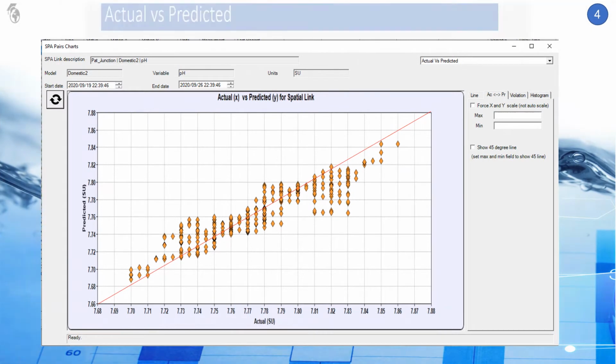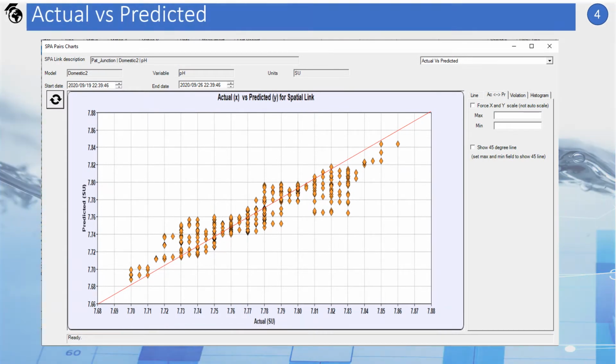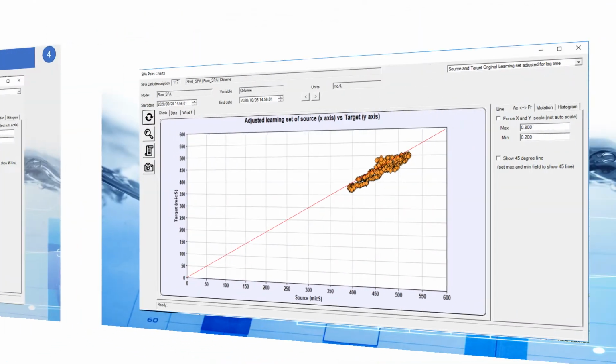Next is the actual versus predicted chart. The horizontal axis represents the actual values. The vertical axis is the predicted value. Each dot in the chart is a combination of actual versus predicted. The red line shows perfect prediction, which is a line with a slope of 45 degrees. Any deviation from this line reflects a bad prediction.